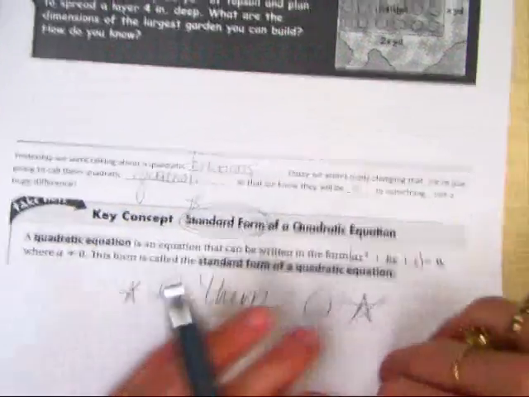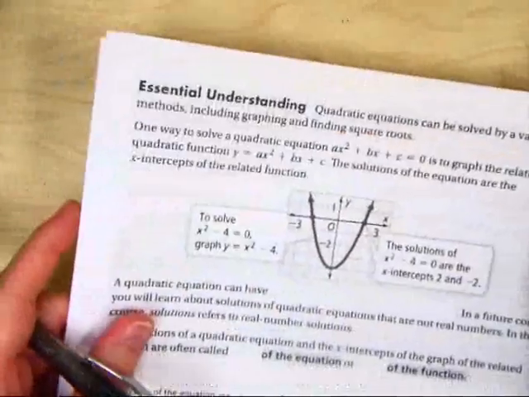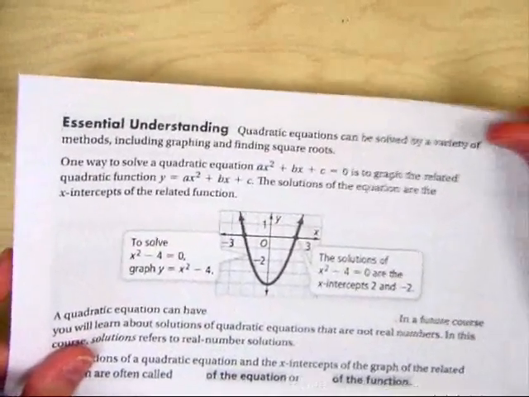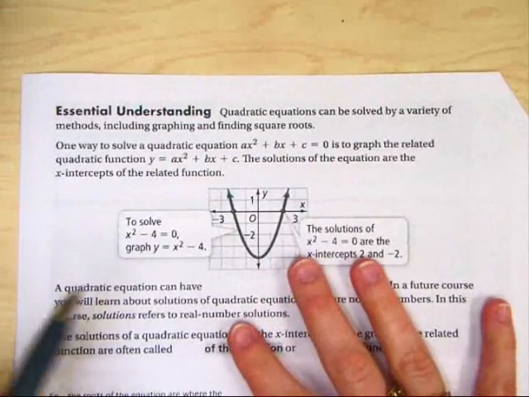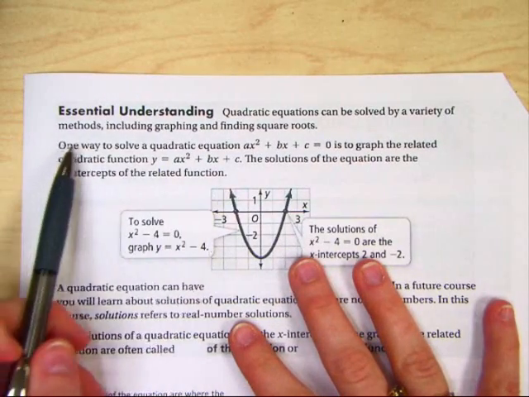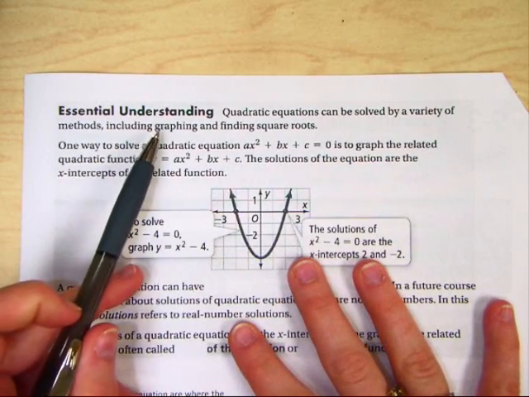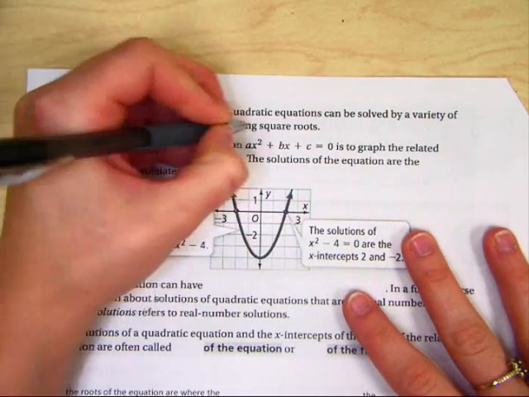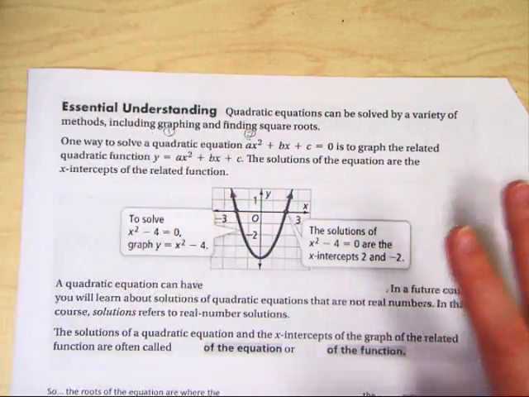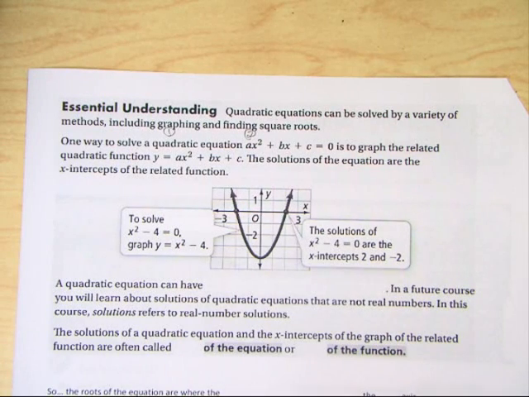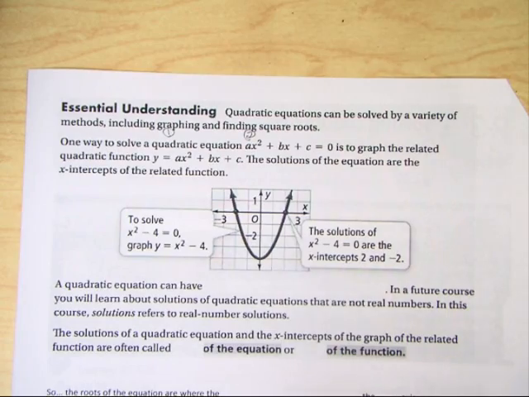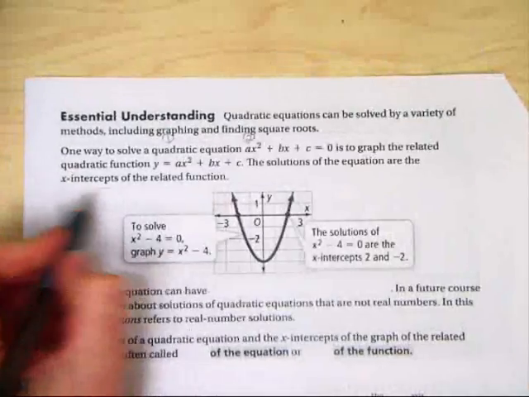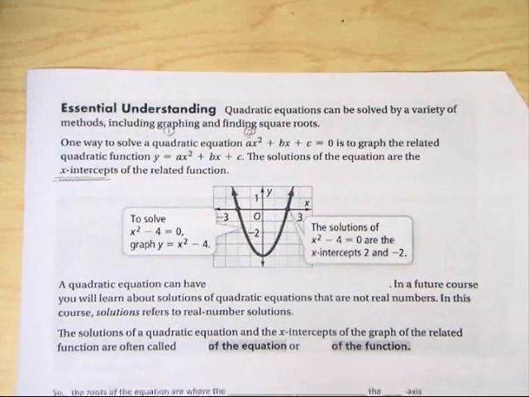Let's flip. One of the essential understandings for today is that quadratic equations can be solved by a variety of methods, including graphing and finding square roots. So we're going to do graphing first today, and we're going to find square roots second today. One way to solve ax squared plus bx plus c equals 0 is to graph it. The solutions are the x-intercepts of the related function.